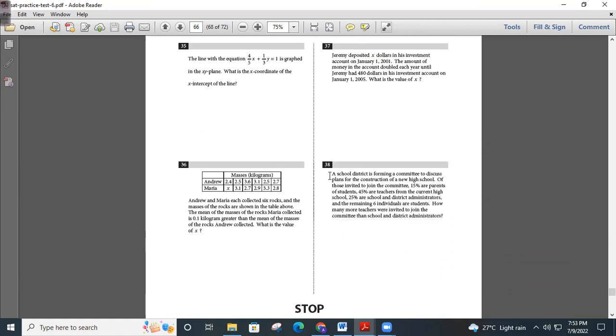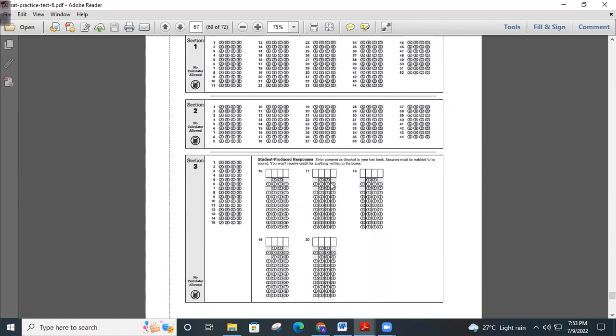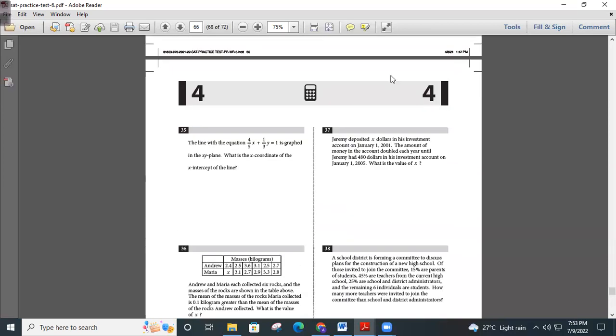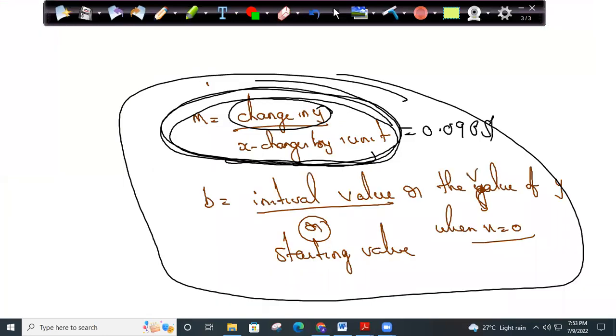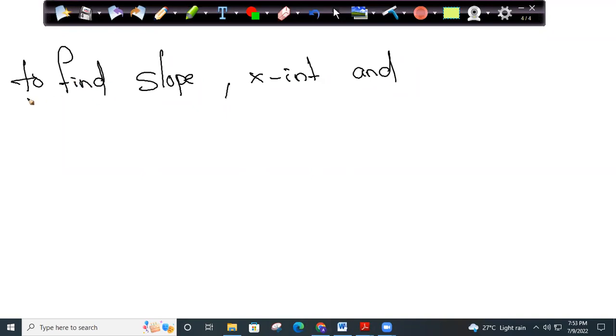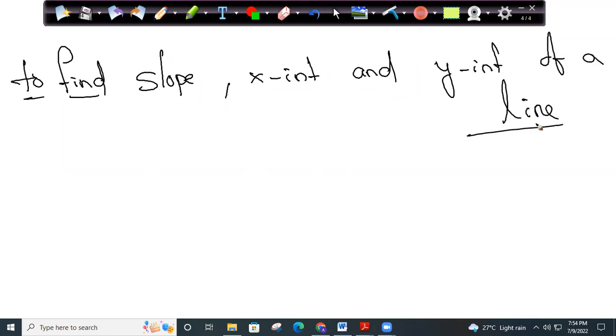Now the next thing I would like to do is a very simple concept: the meaning of slope, x-intercept, and how to find the slope, x-intercept and y-intercept of a line. I just need 4 to 5 minutes, then I'll take 5 more minutes to solve questions. You'll become perfect in this topic. Generally you get 1 question, or you might not get one, but you might also get.